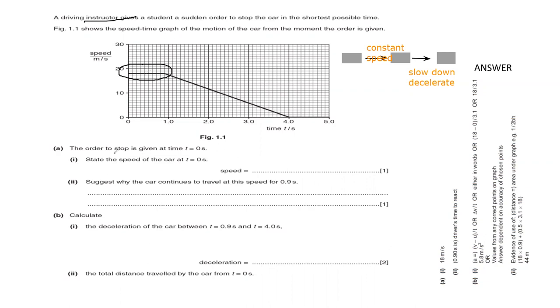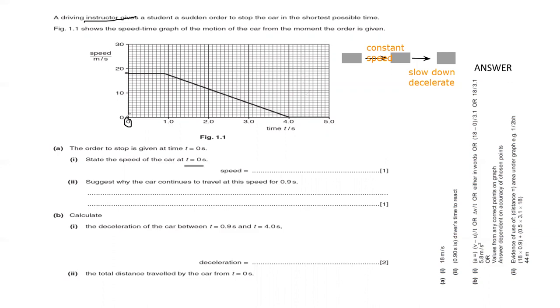So the first part: the order to stop the car is given when time is equal to 0. So when time is equal to 0, the instructor orders the student to stop the car. State the speed of the car when time t is equal to 0. So what is the speed of the car the moment the instructor orders the student to stop the car?